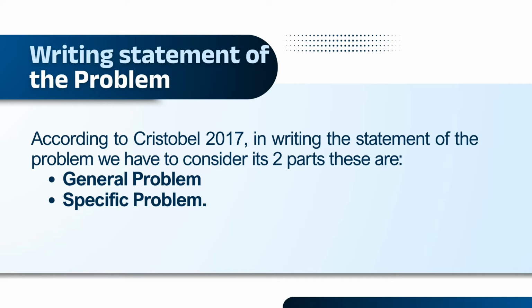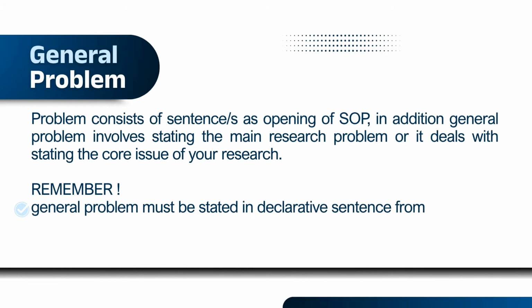According to Crestable 2017, in writing the statement of the problem, we have to consider its two parts. These are the general problem and the specific problem. The general problem consists of a sentence or sentences as the opening of the SOP. In addition, the general problem involves stating the main research problem, or the core issue of a research. And remember, a general problem must be stated in declarative sentence form.